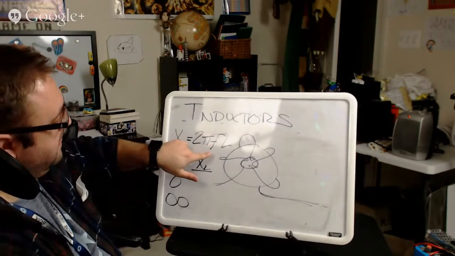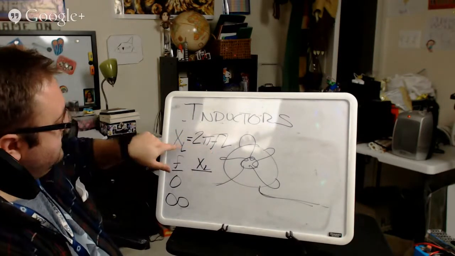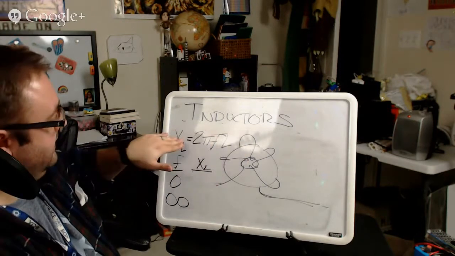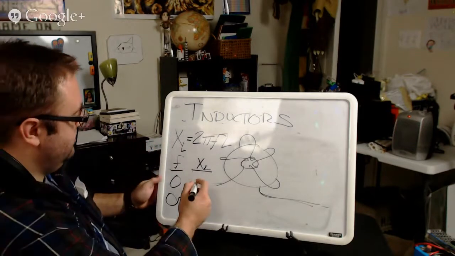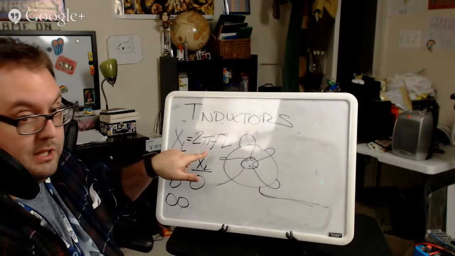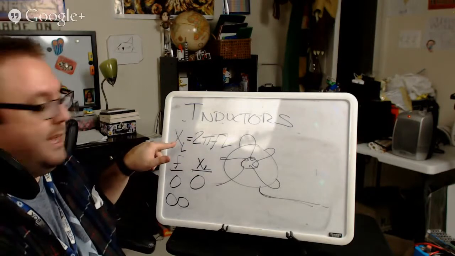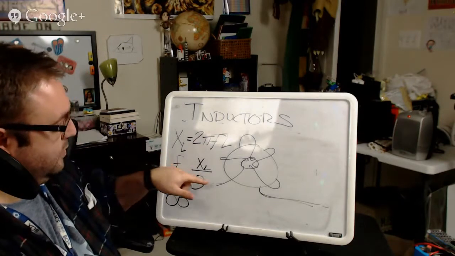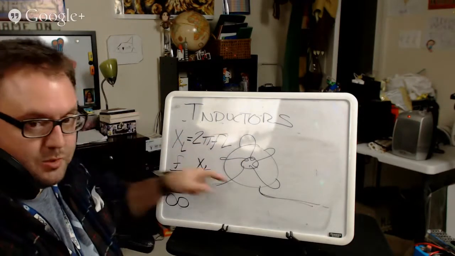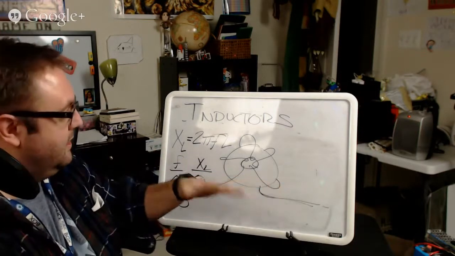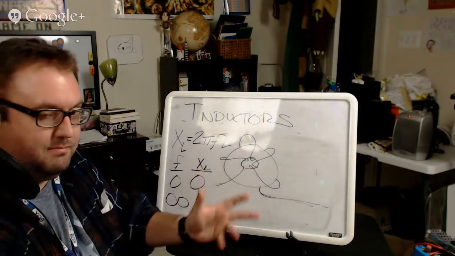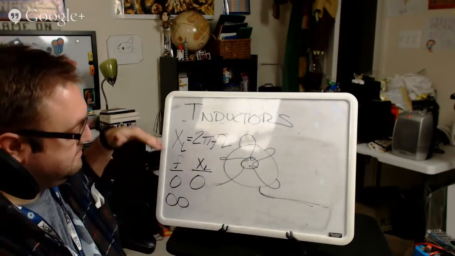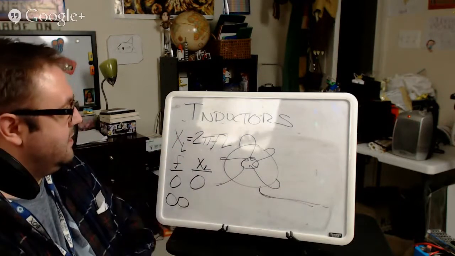Well, if X sub L equals 2 pi f L, and I put in 0 for f, this all cancels out and goes to 0. So at really low frequencies, there's hardly any reactance. In fact, in DC, once the current reaches steady state, it's like a short circuit. It just goes through. There's the parasitic capacitance and the parasitic resistance, but for the most part, you can consider it just a short circuit once the current gets to steady state.